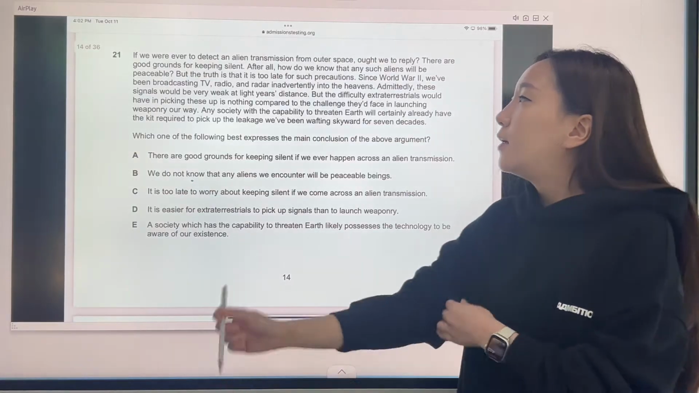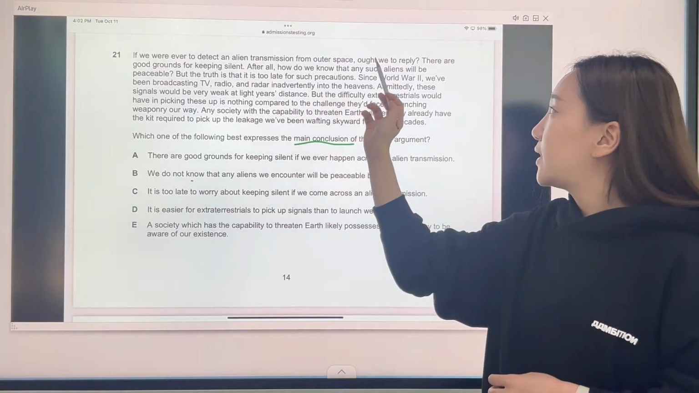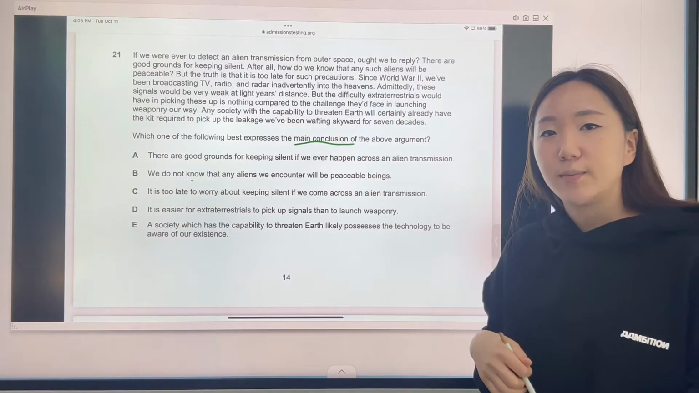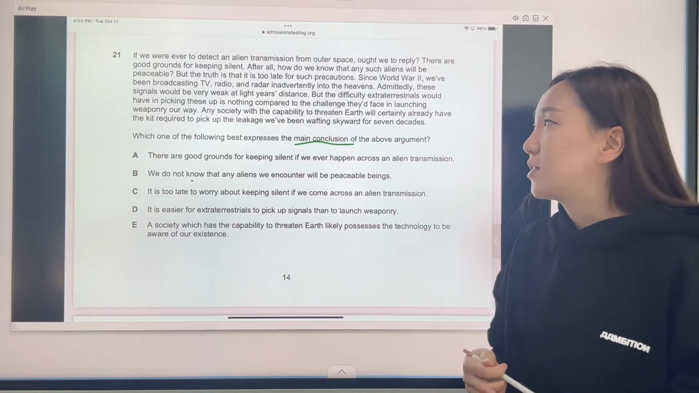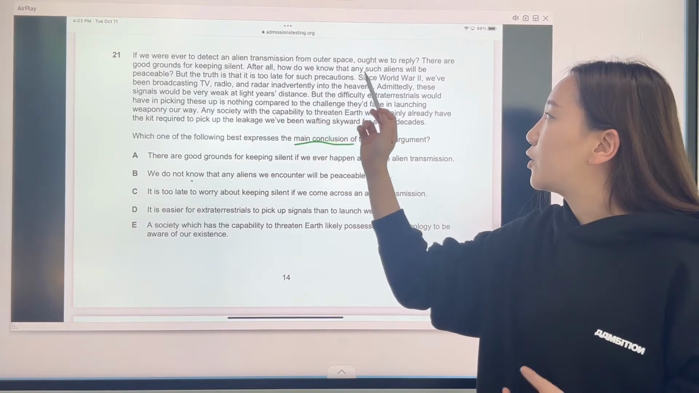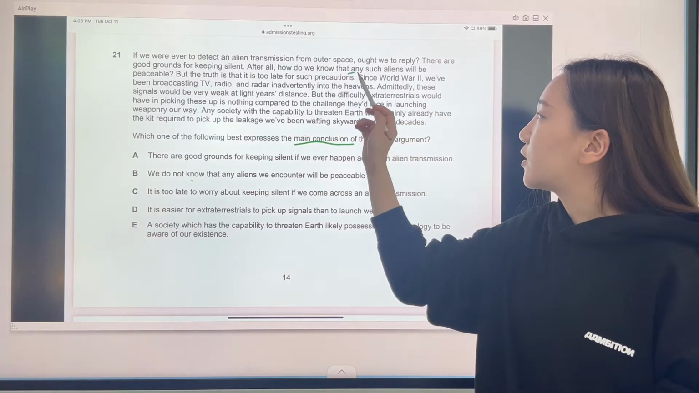Here we go again. If we were able to detect an alien transmission from outer space, ought we to reply? They use a lot of these kind of rhetorical questions to introduce some of these topics. That's not really going to be a conclusion though. There are good grounds for keeping silent. After all, how do we know that any such aliens will be peaceable? But the truth is that it is too late for such precautions.